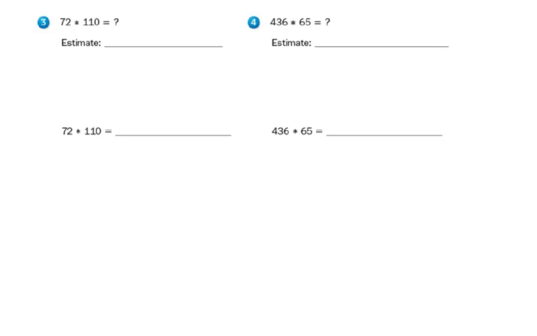We're going to do partitioning of rectangles for number 3. We're going to take 72 times 110. Is 72 closer to 70 or 80? 70 times, and is 110 closer to 100 or 200? Closest to 100. So 7 times 1 is 7. And then 1, 2, 3 zeros. So our answer in number 3 will be closest to 7,000.